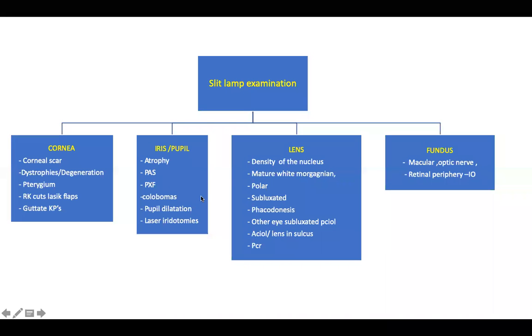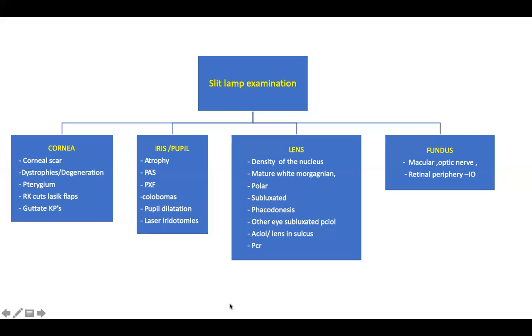any corneal scars, any corneal opacities which may interfere with our intraoperative view, prior LASIK cuts, prior LASIK flap edges which may be seen on slit lamp examination. Corneal guttate is a very, very important finding that must not be missed. Certain fine old KPs which also can be easily missed if you don't look for them. The size of the pupil is very, very important.